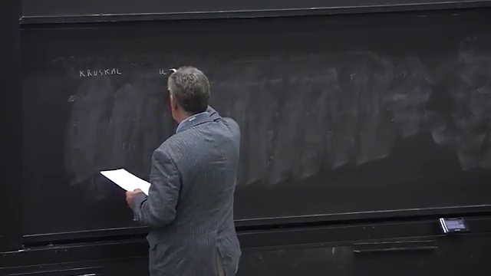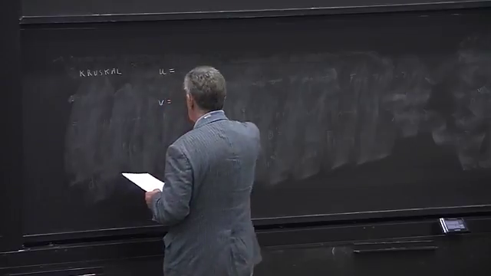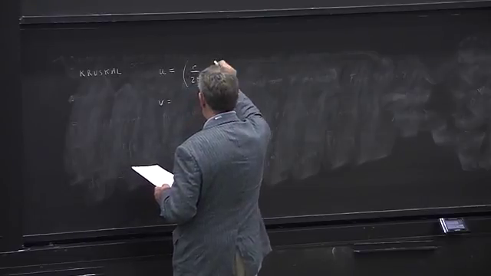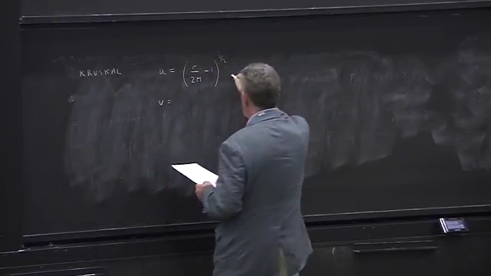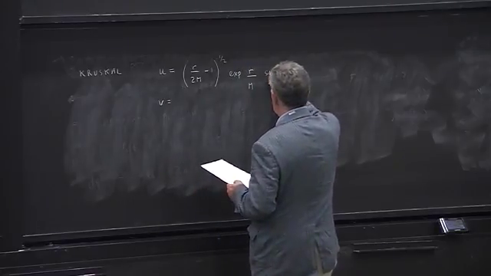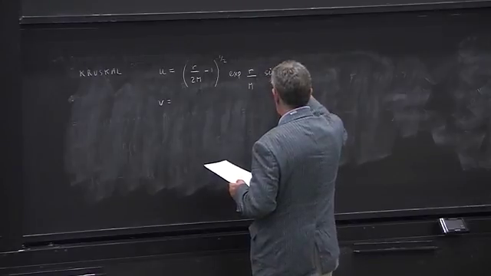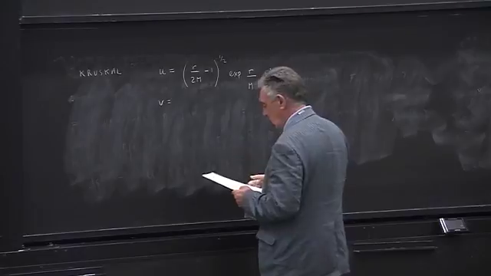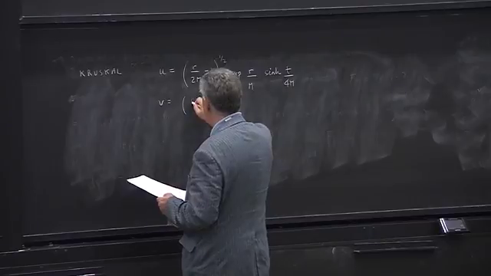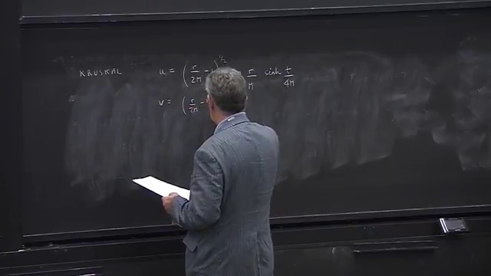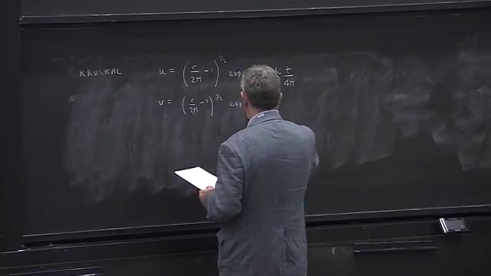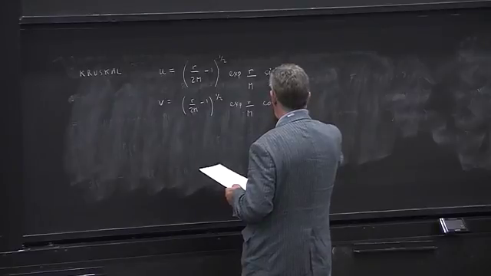And we introduce two coordinates u and v that are related to the Schwarzschild coordinates r and t, like this. u is (r over 2m minus 1) to the half, exponential r over 4m, sinh t over 4m, whatever you want to call it. v is (r over 2m minus 1) to the half, exponential r over 4m, cosh t over 4m.